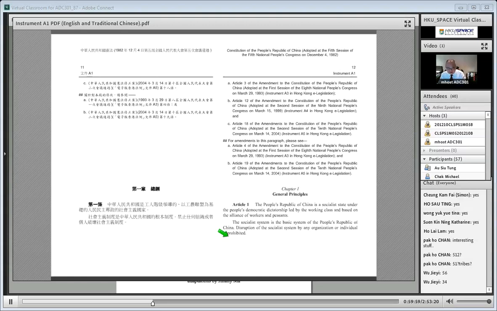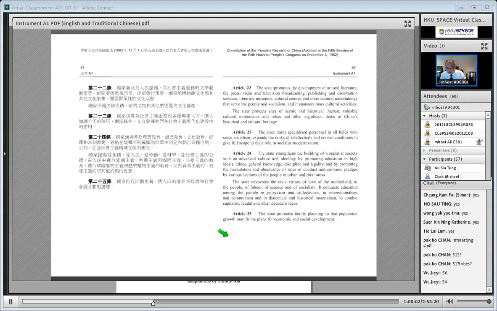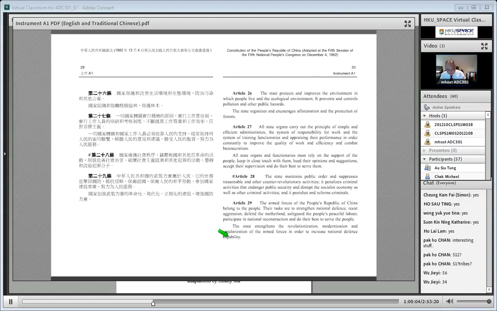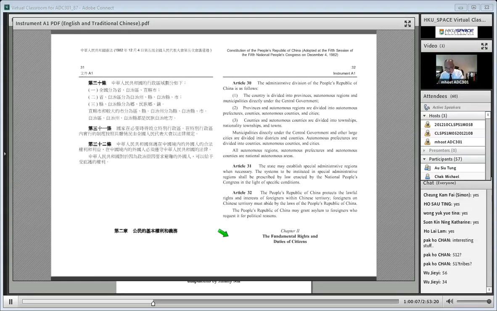And yet, when we get to 31, it does allow the state to establish a separate system. So this is a big exception. So I want to impress on you that from a legal point of view, what was the basis of the background to the basic policy as undertaken, promised by PRC in the Joint Declaration.